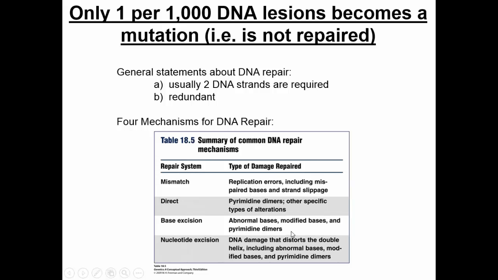So in other words, if you look carefully through here, direct repair repairs pyrimidine dimers. And look, so does base excision repair. That also repairs pyrimidine dimers. So there's redundancy in the repair mechanisms. That's something that's sort of important.